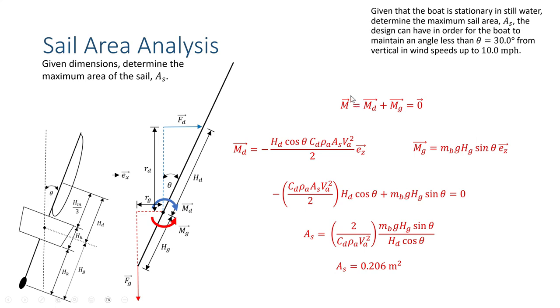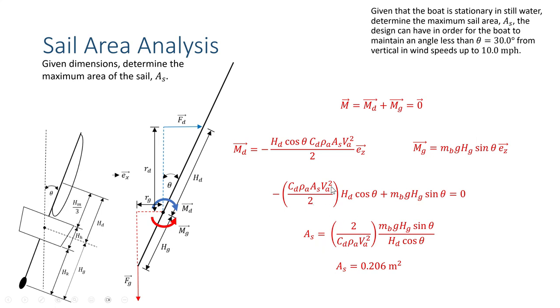And let's just zoom out for a second and remind ourselves what we're trying to do. We're trying to maximize the sail area analysis and make sure that we don't tip over more than 30 degrees at 10 miles per hour wind. So if we have these two expressions here, we plug them in together. Now we can solve for this area of the sail. And so that's all we're doing here. We're putting these equations back together, and then we are solving for our a sub s. So we just rearrange the equation.